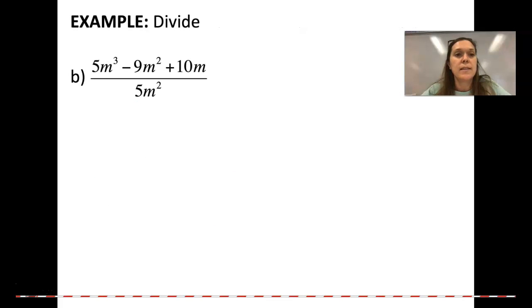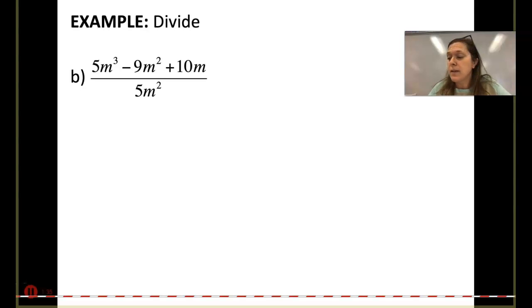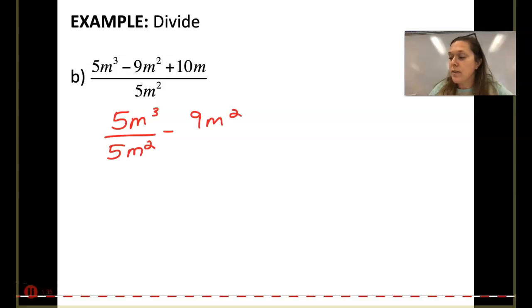Let's go ahead and step up our game a little bit and make it a bit more complex by putting some actual variables in the monomial in the divisor. So again, we're going to use the same process of 5m to the third all over 5m squared, minus 9m squared all over 5m squared, plus 10m all over 5m squared.